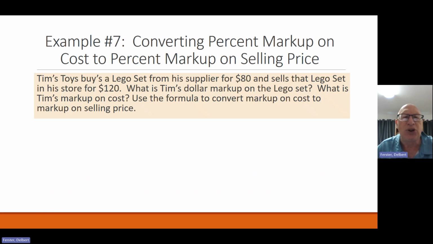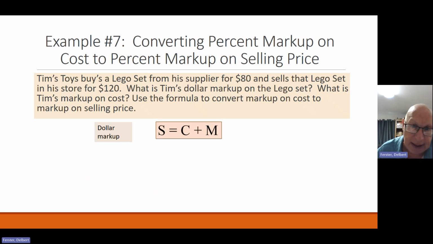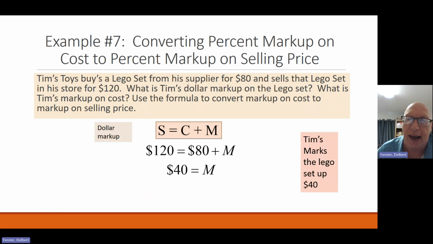Here we go. Tim's Toys buys the Lego set from its supplier. So Tim's cost is $80. He's going to sell it when I walk into the store for $120. So the first question says, what's his dollar markup? Again, I don't know that I need a formula. It looks to me like it's $40. But if you like formulas, if they give you peace and comfort, there's your old friend: selling price is found by taking cost and adding markup. Throw it in. Oh my gosh, I got it right. $40 is the markup.